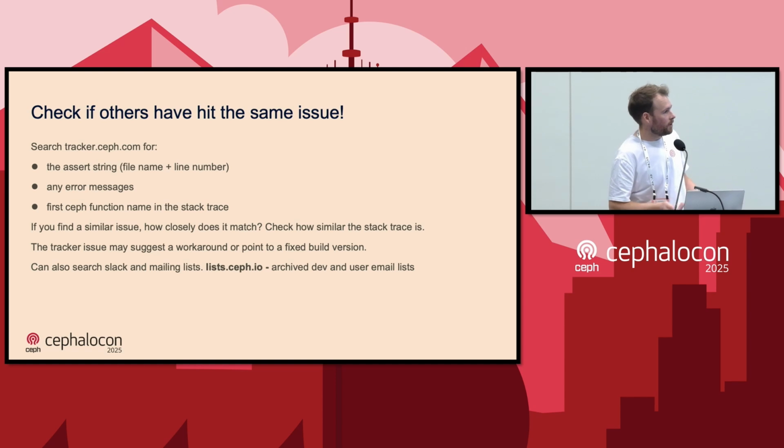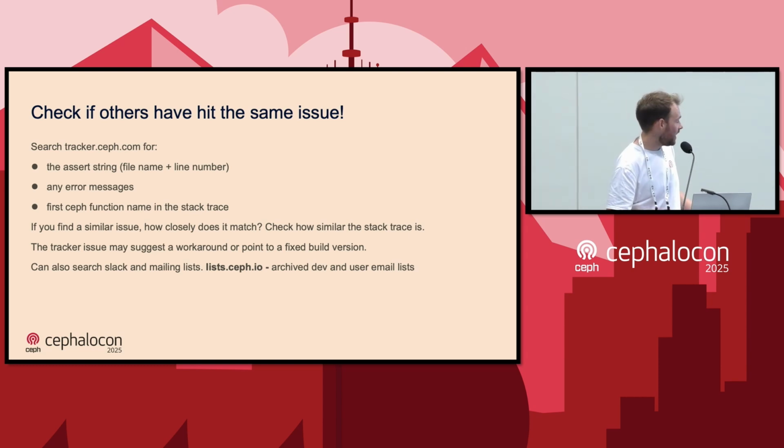So I've looked at my logs. I've seen that the OSD has crashed. I've got a stack trace. I see the assert in the file that we were in. What do I do next? So I would go to tracker.ceph.com and start searching for some of these things.